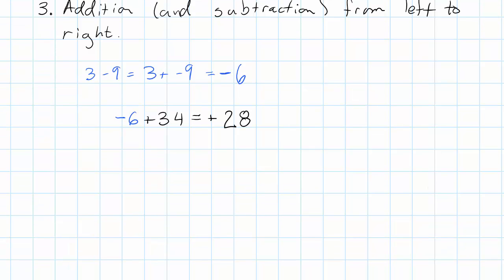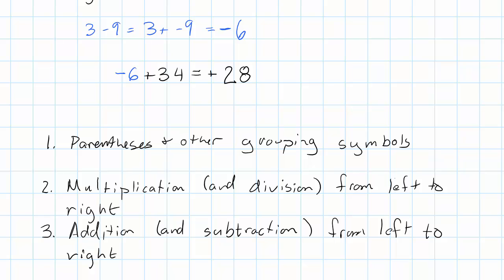So the order of operations, again, first parentheses and other grouping symbols, then multiplication and division from left to right, and then addition and subtraction from left to right. Now, this is not quite the whole story. There's one operation left that we haven't talked about, and that is exponents. We'll talk about exponents in our next lesson, and when we do, we will insert them into the order of operations right after the grouping symbols.